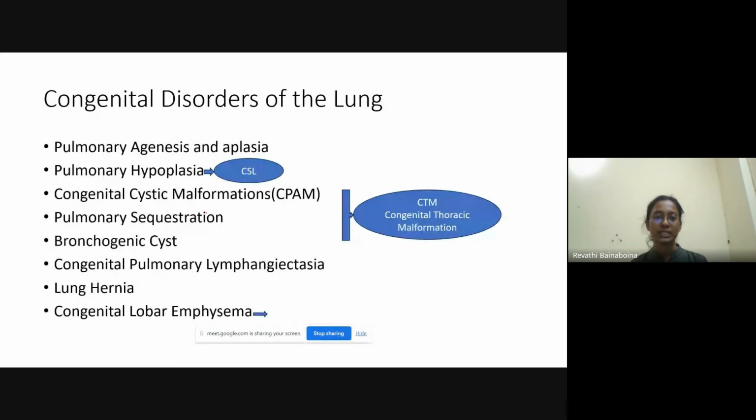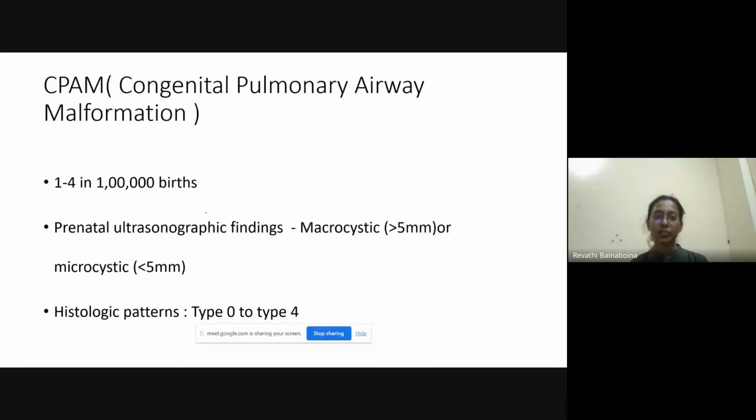This is a presentation of congenital lung disease by different age groups. Coming to the case, it is diagnosed mostly antenatally in ultrasonography, where there will be macrocystic or microcystic lesions. There are 5 types of histological patterns from type 0 to type 4, where type 1 and 4 have good prognosis, type 2 and 3 are poor prognosis, whereas type 0 is incompatible with life.